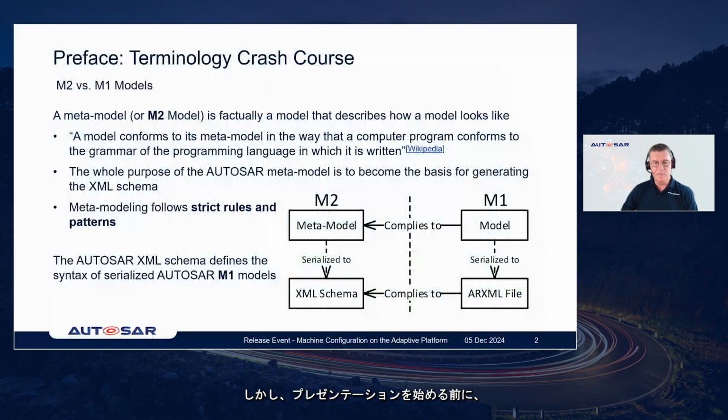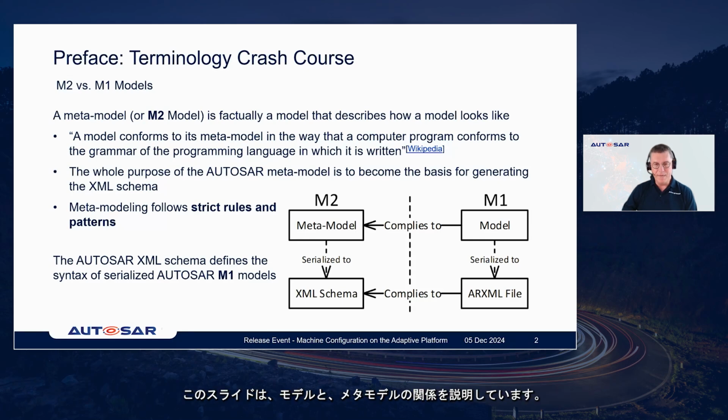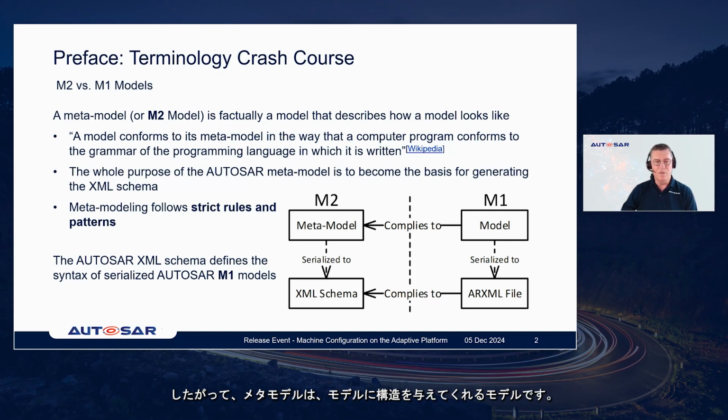But before I can dive into the presentation, I need to clarify one piece of terminology that may not be obvious to everyone. And this is the relation between a model and a meta model. So to make it brief, a meta model is giving structure to a model. At least that is the part of being a meta model that is relevant for this presentation. So a meta model is a model that gives structure to a model.